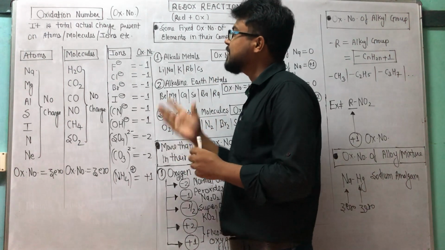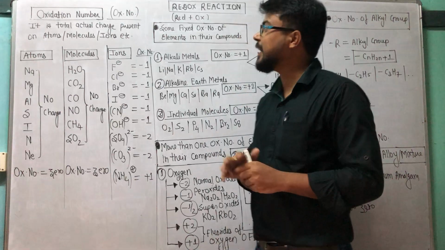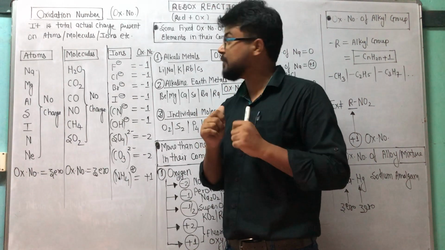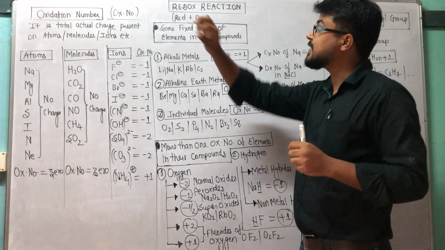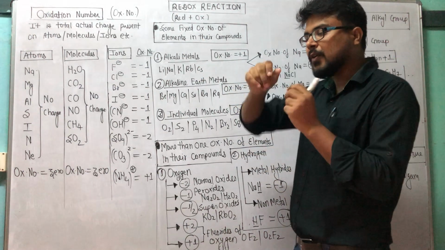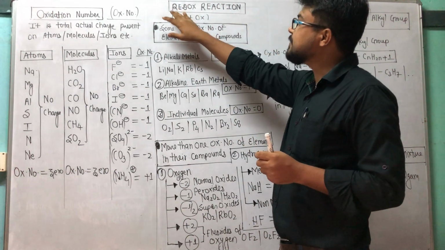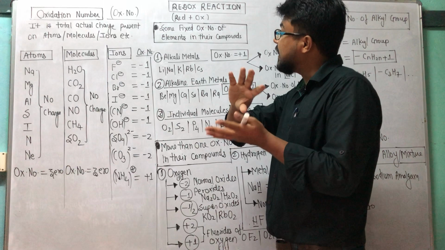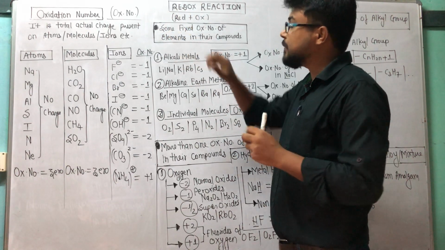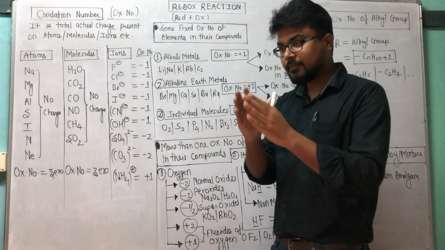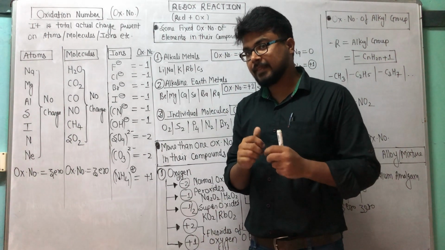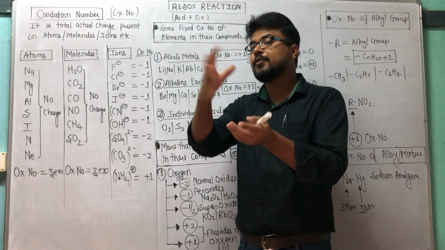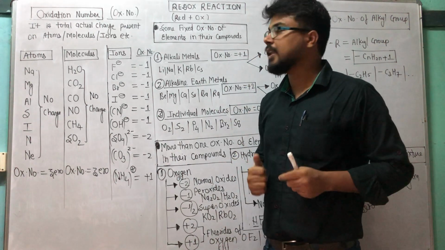The topic of this chapter is oxidation number, or ox number. Students, redox reaction, we know a little from class 10th. Redox means red plus ox. It is reduction plus oxidation. Reduction means removal of oxygen or addition of hydrogen. Next is oxidation, addition of oxygen and removal of hydrogen in a certain chemical reaction.